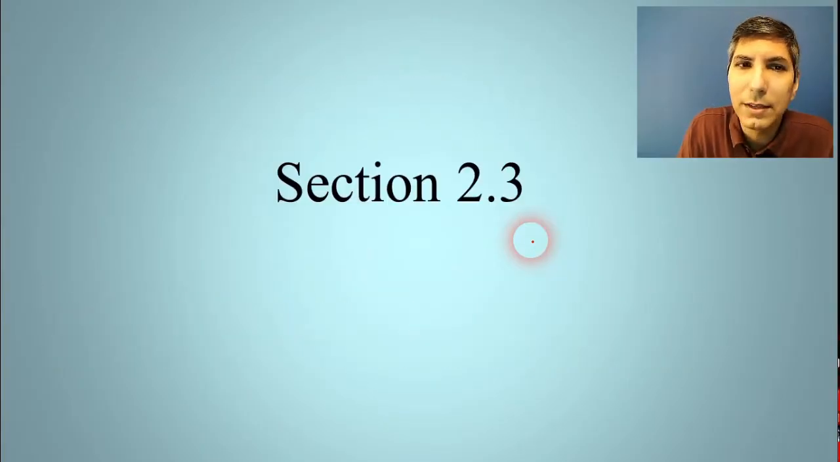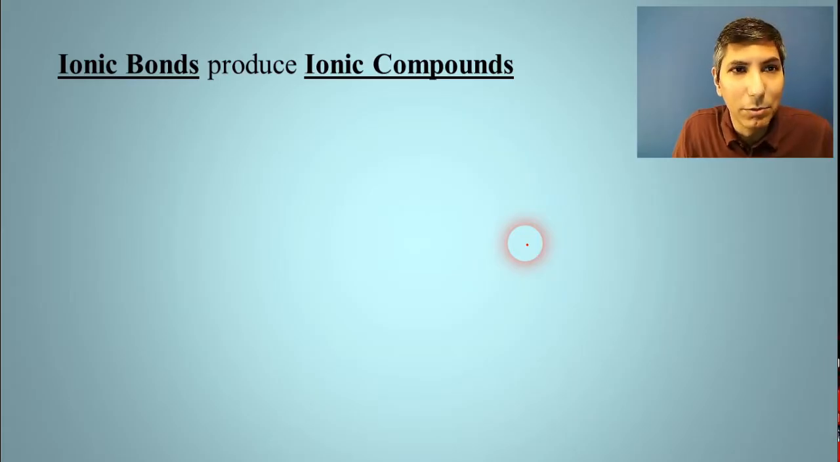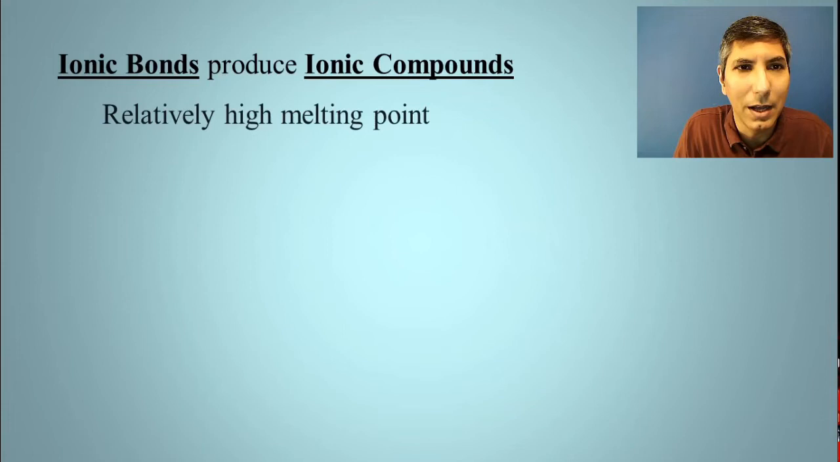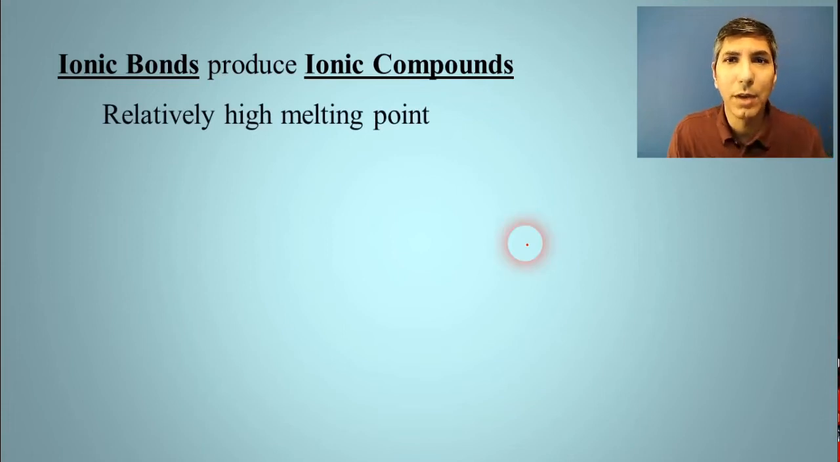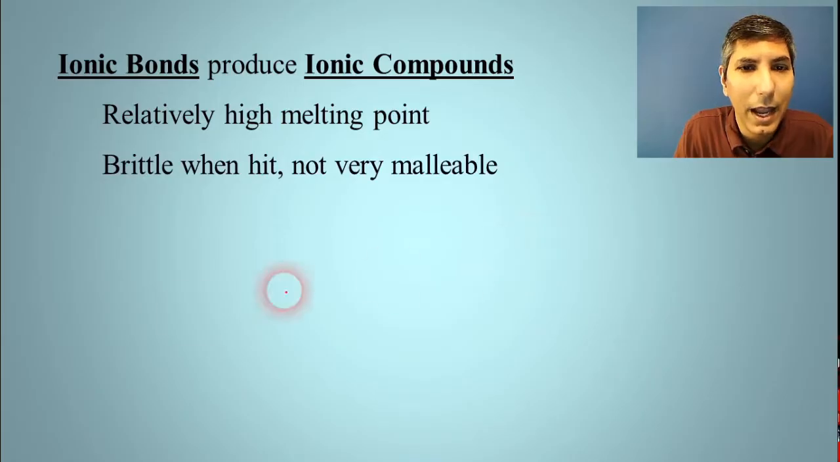Now, we're going to jump right into section 2.3 because this is very similar to 2.2. We're going to look at ionic bonds. Now, ionic bonds produce ionic compounds. There are some properties that you need to know about ionic compounds. They have a relatively high melting point. In those last few slides, we saw that these melting points are in the hundreds, if not thousands of degrees. That's pretty high. And they're going to be brittle when they're hit.